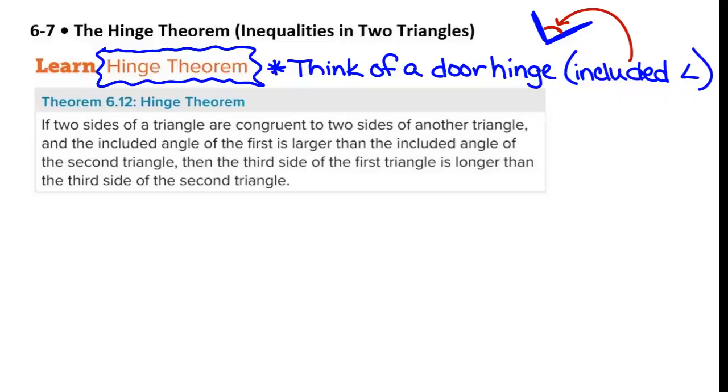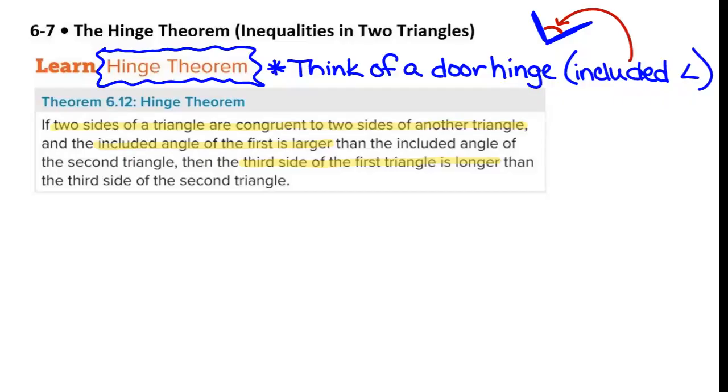If two sides of a triangle are congruent to two sides of another triangle, and the included angle of the first triangle is larger than the included angle of the second triangle, then the third side of the first triangle is longer than the third side of the second triangle. All right, so we have two sides of one triangle congruent to two sides of another triangle. If the included angle in the first triangle is larger, then the third side of the first triangle is longer.